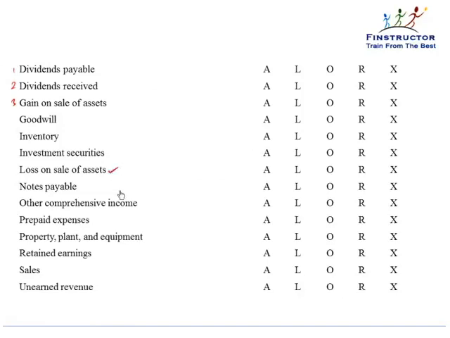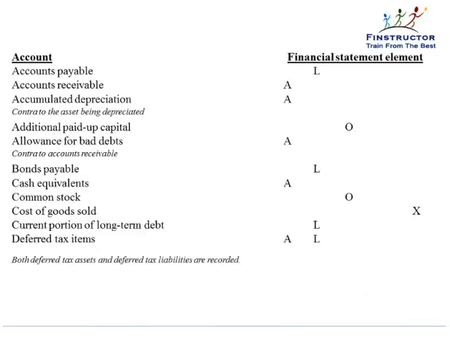Loss on sale of assets will be an expense. It will be an incidental expense. Other comprehensive income is an owner's equity account. Unearned revenue is a liability. Once you've attempted, here's the solutions for each of the items. Please make sure to refresh the accounts that you got wrong and understand why you got it wrong by watching the video once again. All the accounts have been discussed at some point or the other.